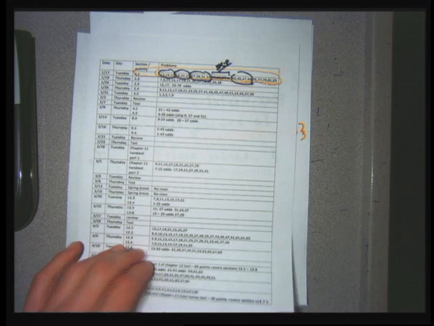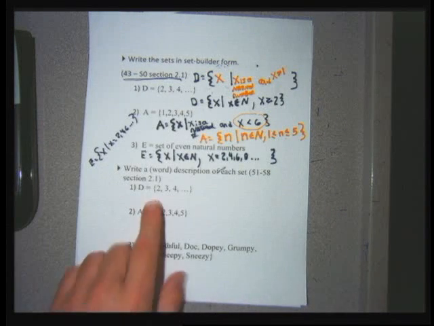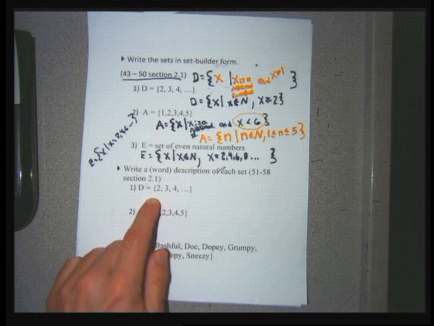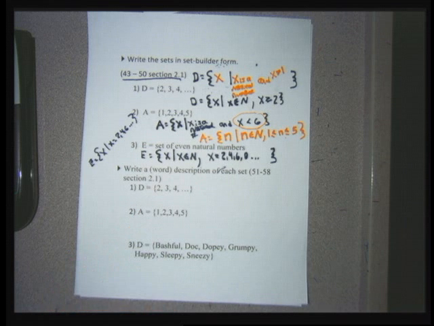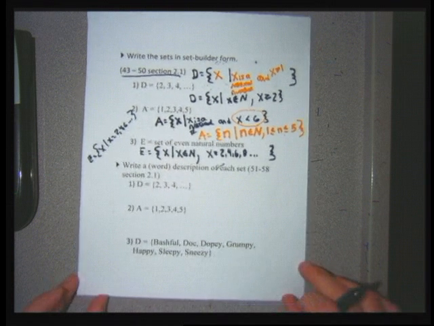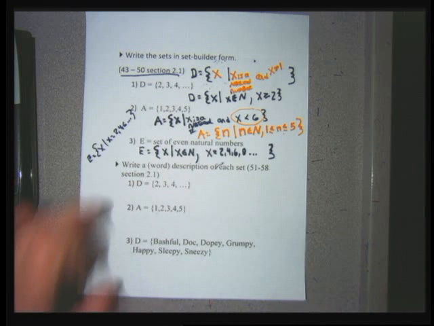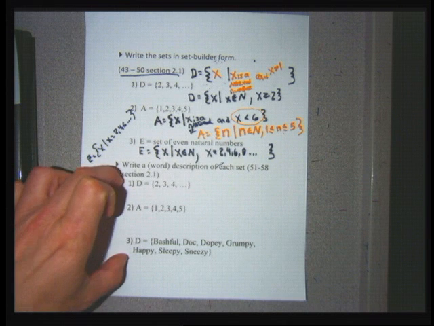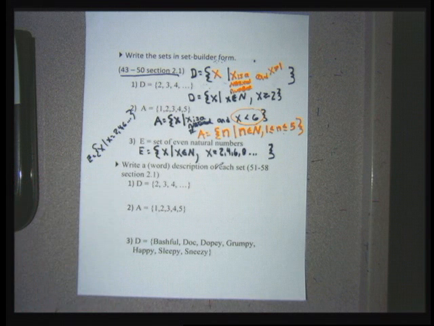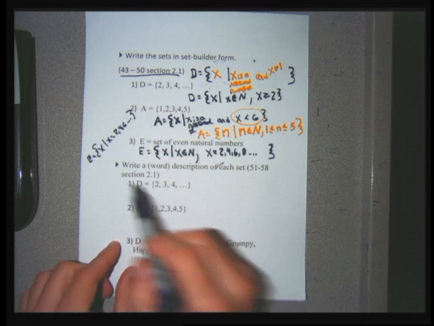All right. The next problems ask me to write a word description, and they're like problems 51 through 58 in section 2.1. And I didn't even ask you to do those for homework, which means they're not going to be on the test, but I'll do these anyways just so you see these. I'm going to write word descriptions for each of these and just get going.